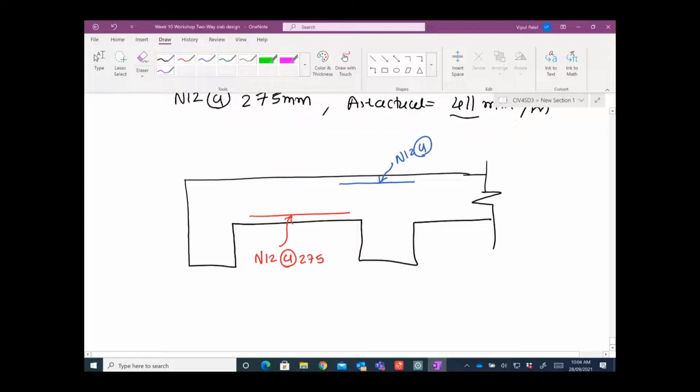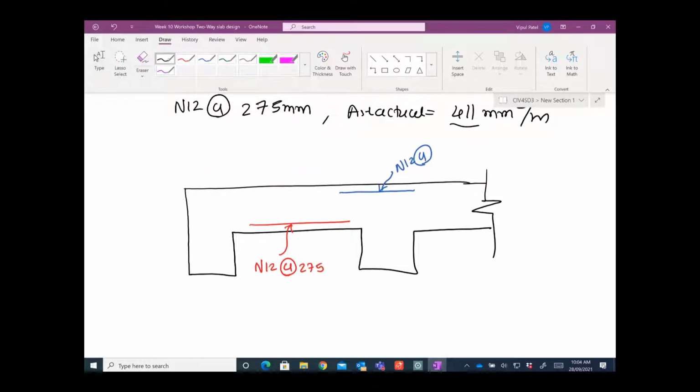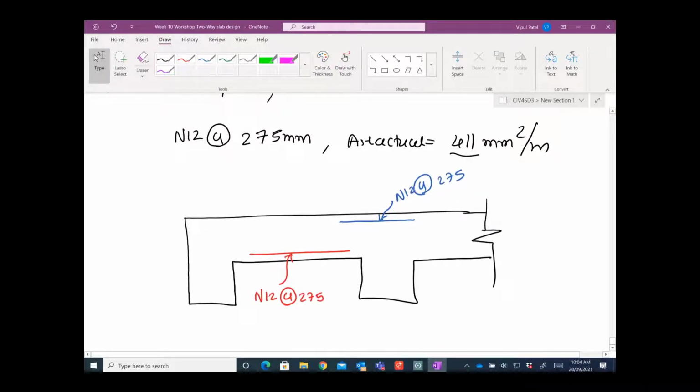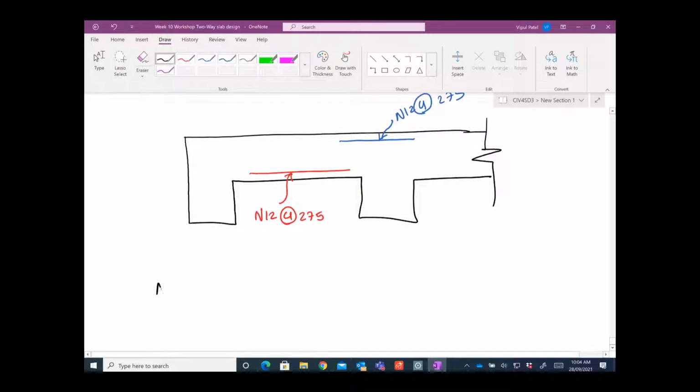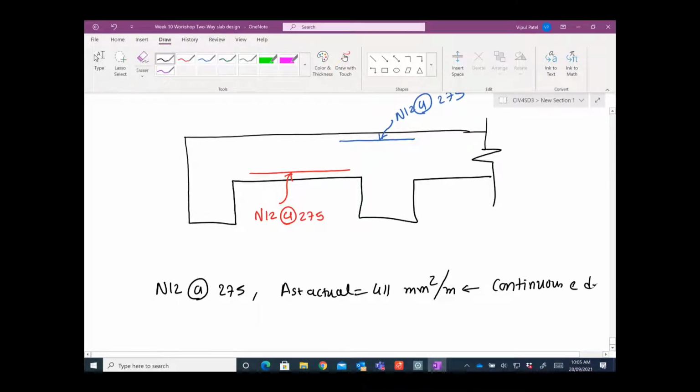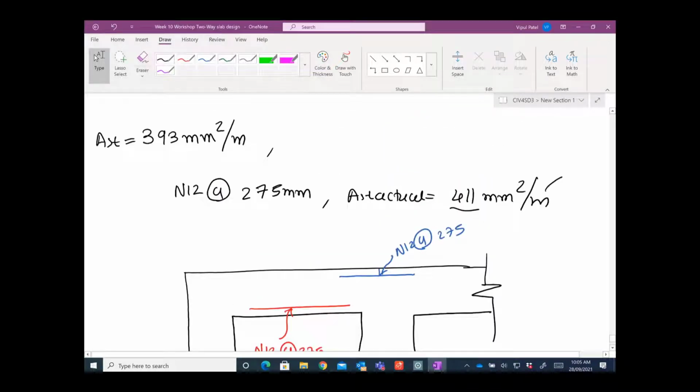So here we have an N12 bar and 275, and for that one, let me write that: N12 at the rate 275, AST actual is 411 millimeter square per meter. That is at the continuous edge. This is at the mid span. This one as a mid span.